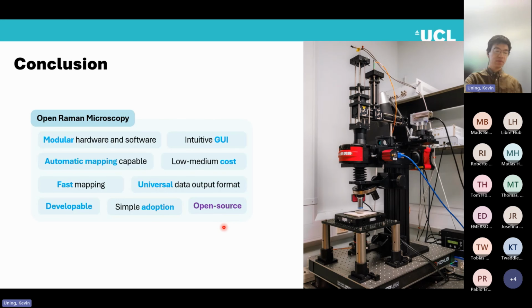So in conclusion, there is currently a need for a modular Raman microscope for bespoke and evolving requirements. Here, with the Open Raman Microscopy, we hope to address this need with its modular hardware and software, intuitive graphical user interface, hopefully, automatic mapping capability, low and medium cost, fast mapping, universal data output format, developability, and simple adoption. Finally, it will also be open source in the very near future.